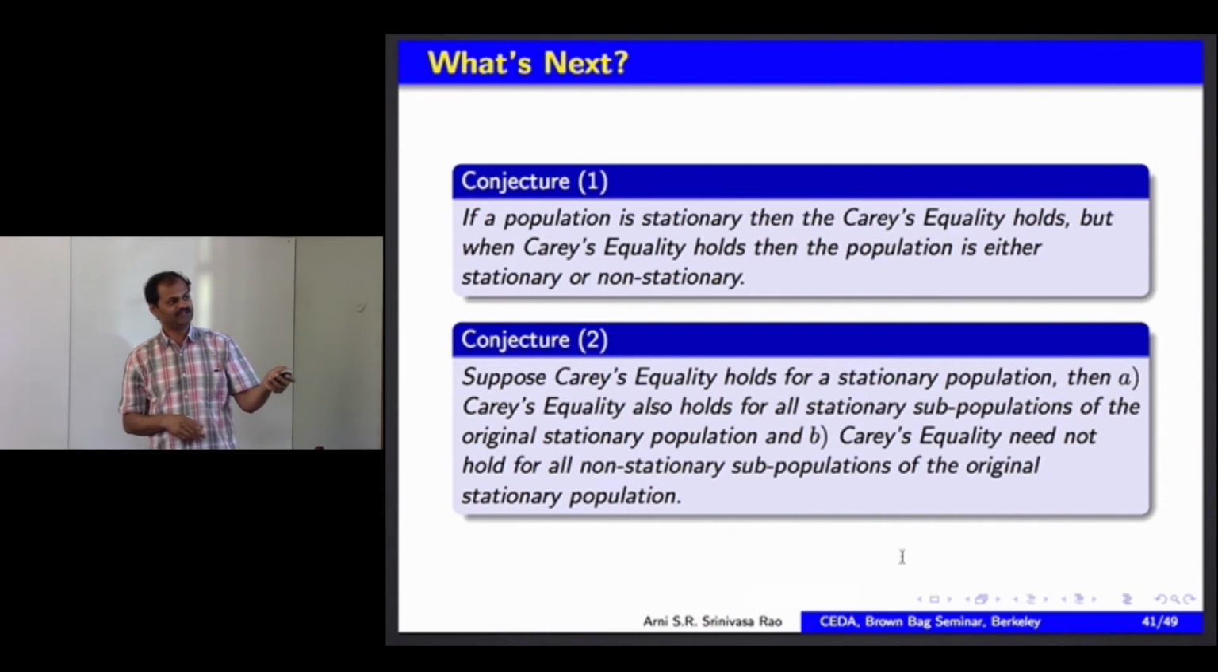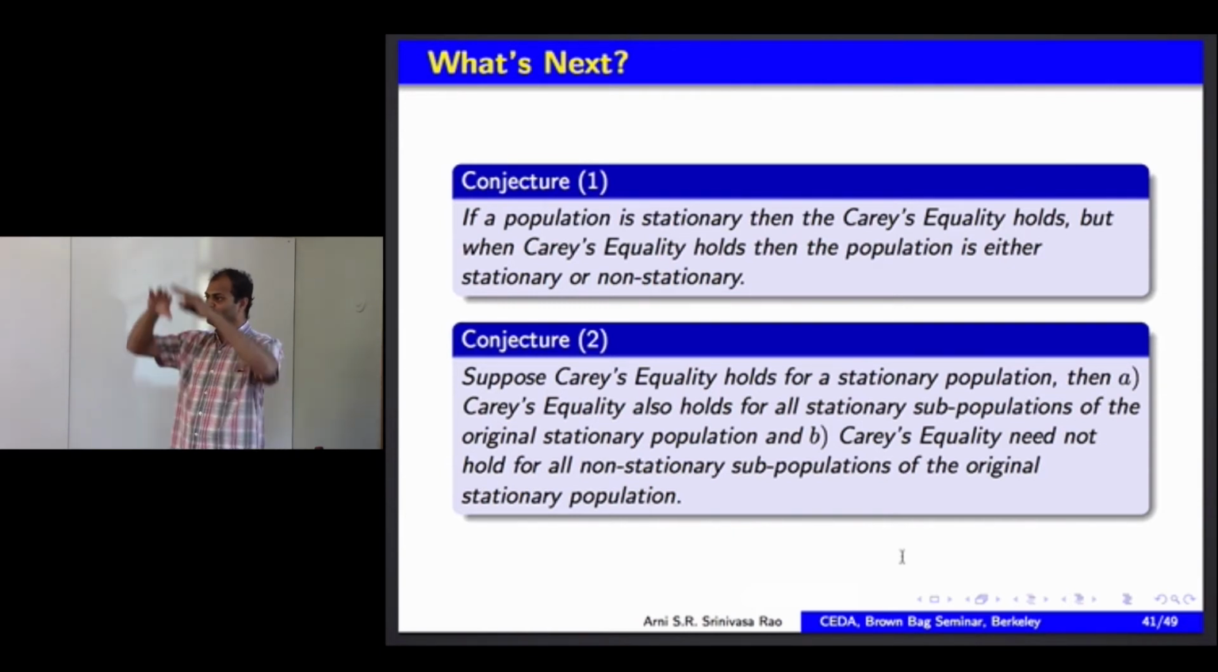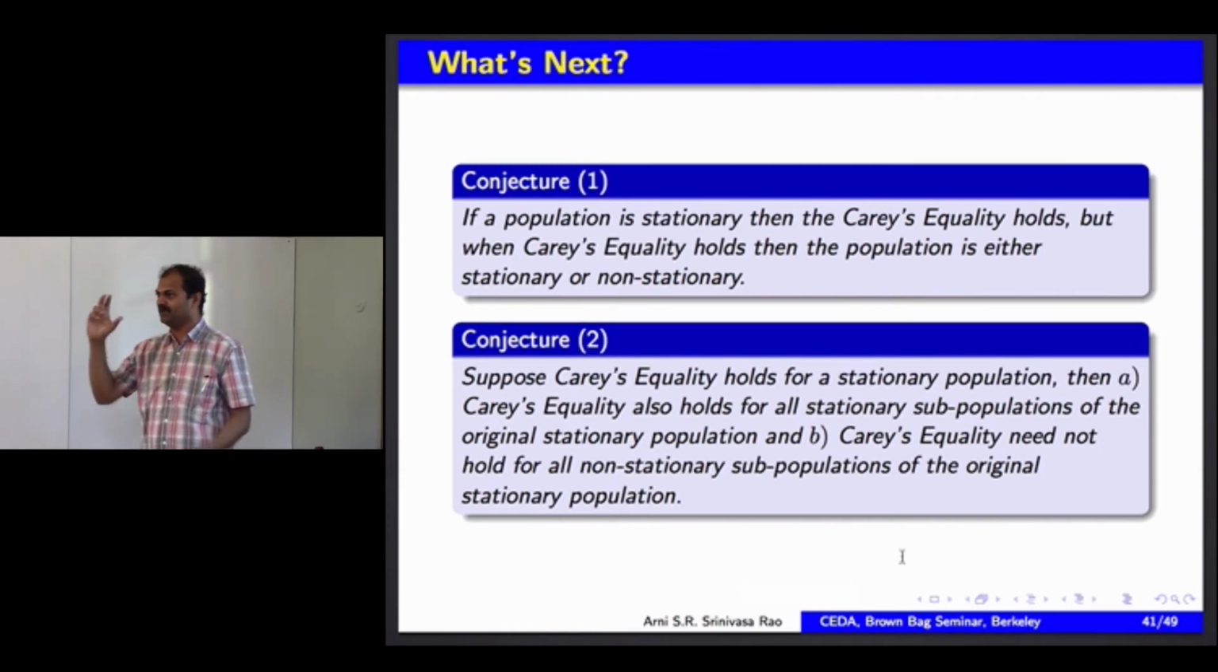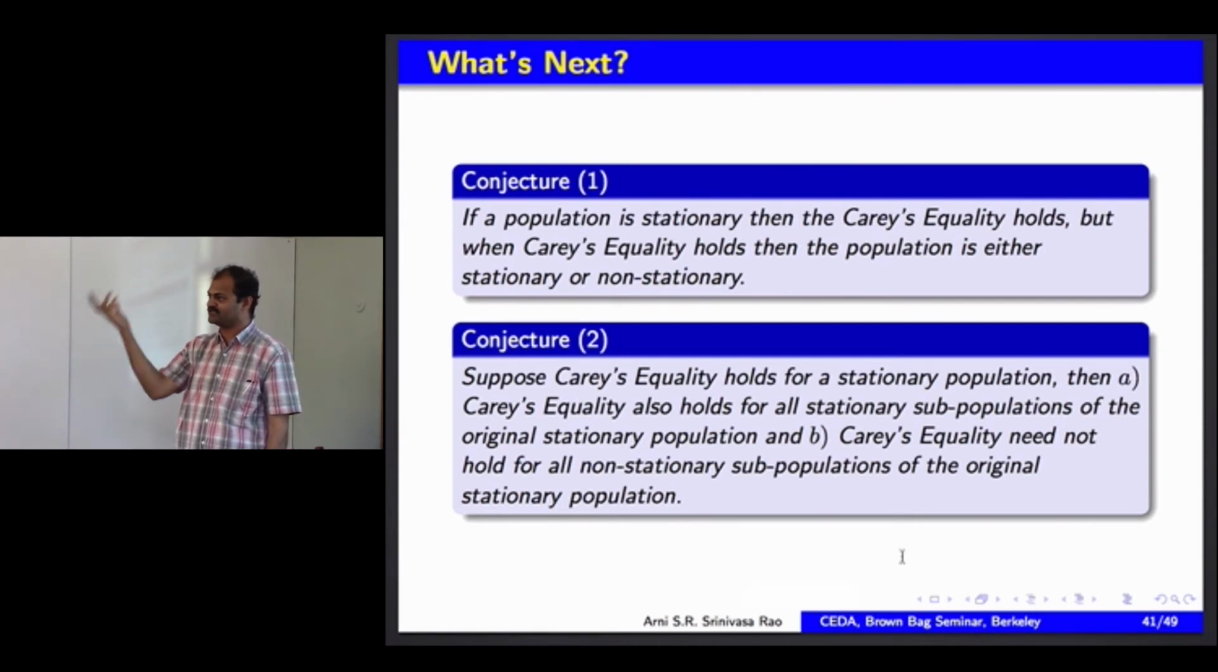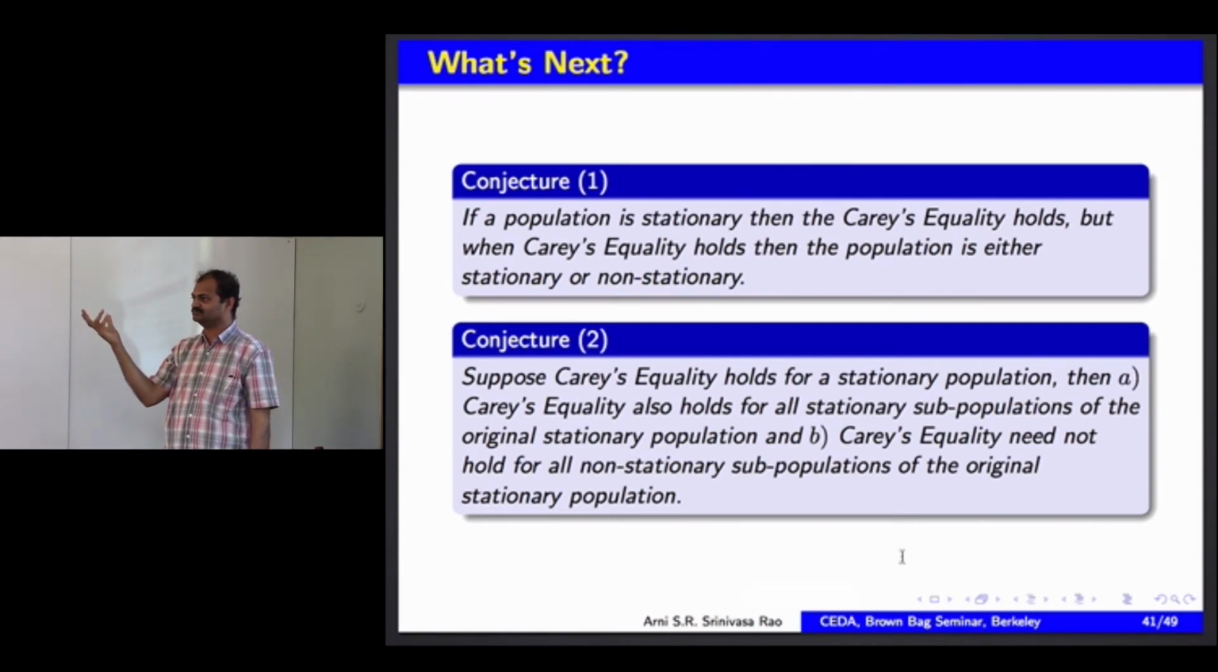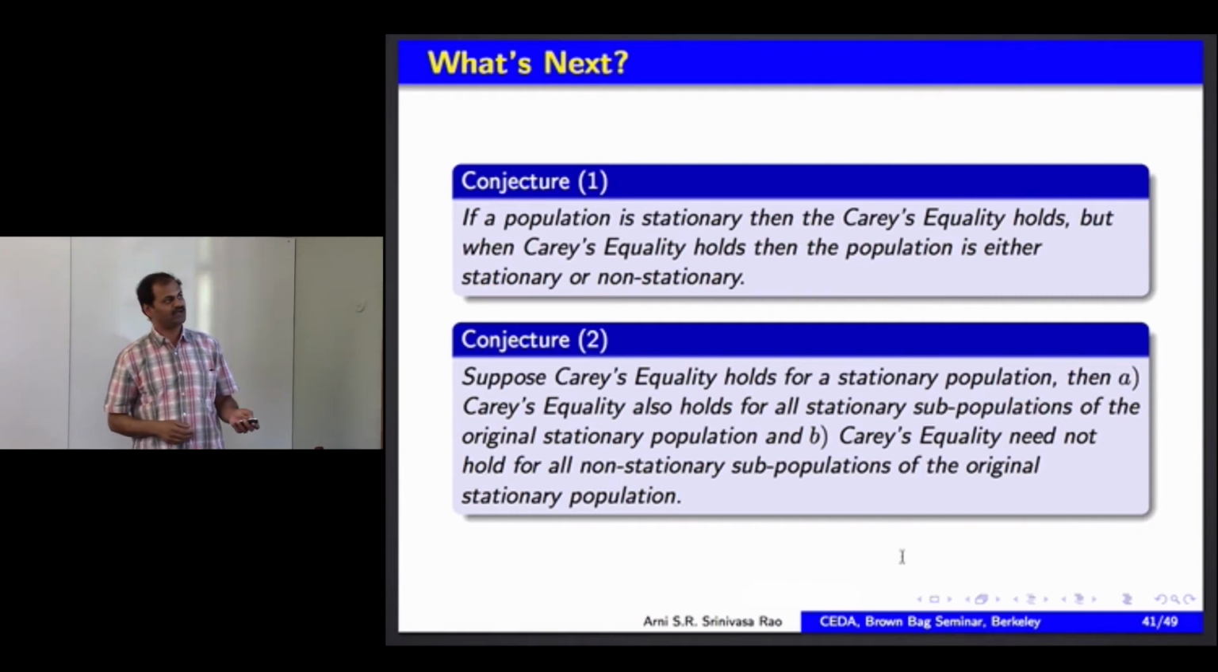But the second part is that Carey's equality need not hold for all the non-stationary subpopulations. A total stationary population could have a non-stationary subpopulation. If the total population is stationary, then maybe the age 15 to 19 age group may not be stationary. That particular population may not hold. So these are the two conjectures we are currently working on.